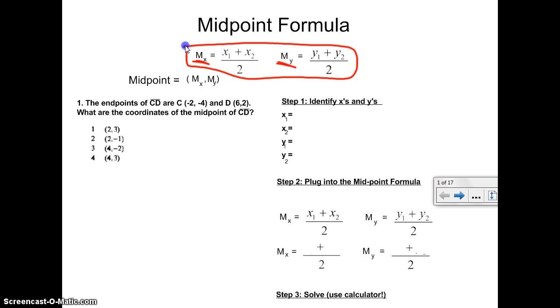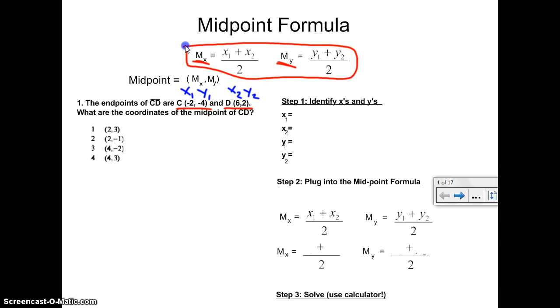Here in our first problem, we have these endpoints of C, -2, -4, and D, 6, 2. And we want to find the coordinates of our midpoint. Now, Siegel and I laid this out nicely for you. Step 1 is to identify your X's and Y's, your X1, your Y1, your X2, and your Y2. So let's label that first. We have X1 right here and Y1. Those are our first points. And then we have X2 and Y2.